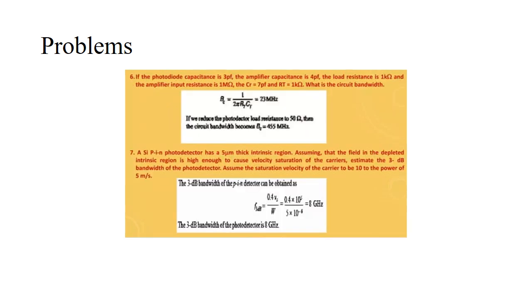In this problem, they have given the capacitance value, photodiode capacitance, amplifier capacitance, both values they have given, the load resistance value they have given, the amplifier input resistance they have given. We have to find the bandwidth. In the next problem, we have to find the 3 dB bandwidth of the photodetector.